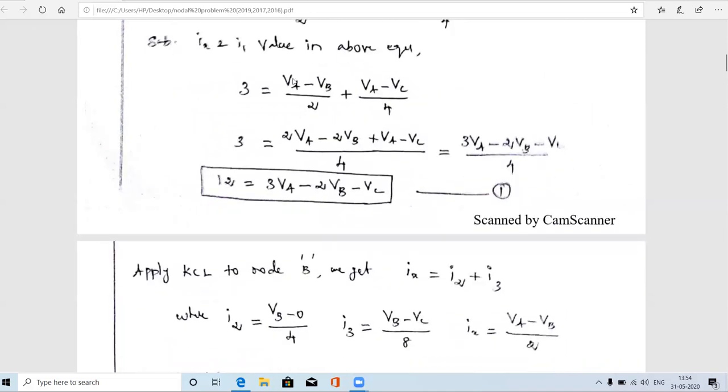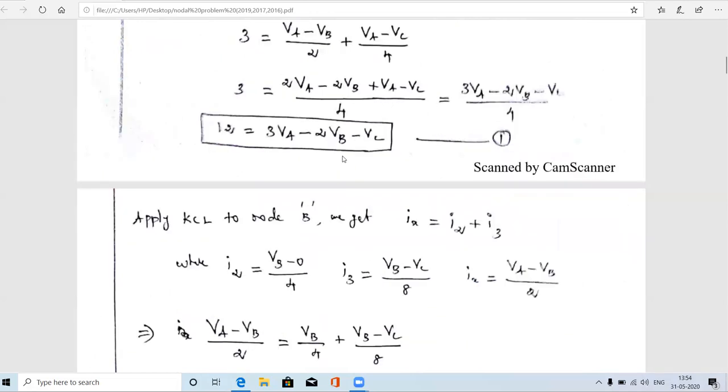Here, you split the terms and take the LCM of 2 and 4, which is 4. So 2 VA minus 2 VB plus VA minus VC, and you collect the terms. This is 2 VA and this is 1 VA, so 3 VA minus 2 VB minus VC, divided by 4. Here you cross multiply this 4 to the left side. So 4 into 3 is 12. So 12 equals 3 VA minus 2 VB minus VC. You can consider this equation number 1.